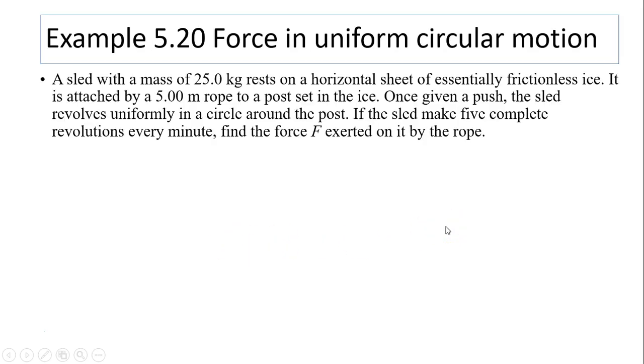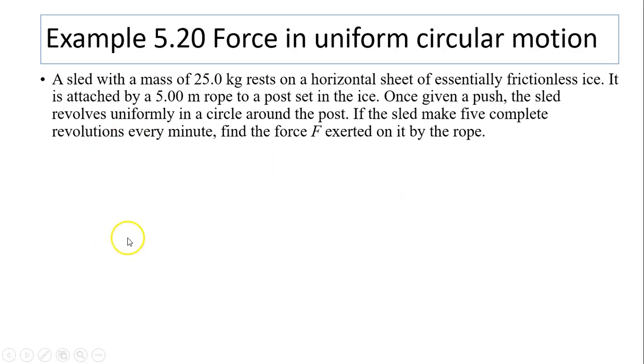Let's take a look at our first example, force in uniform circular motion. A sled with a mass of 25 kilograms rests on a horizontal sheet of essentially frictionless ice. It is attached by a 5-meter rope to a post set in the ice. Once given a push, the sled revolves uniformly in a circle around the post. If the sled makes 5 complete revolutions every minute, find the force exerted on it by the rope.